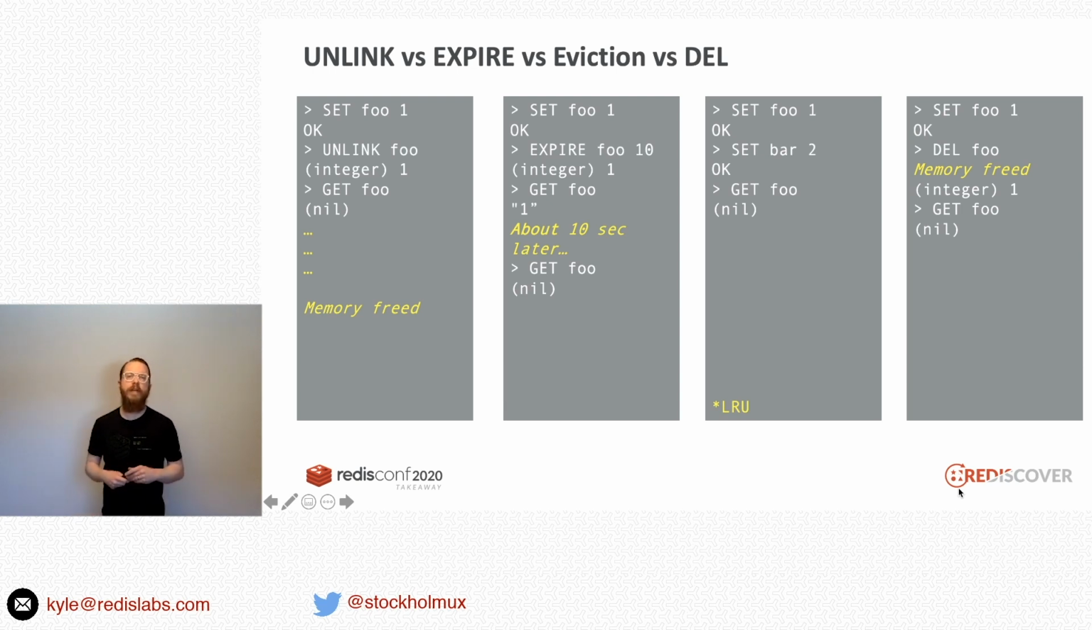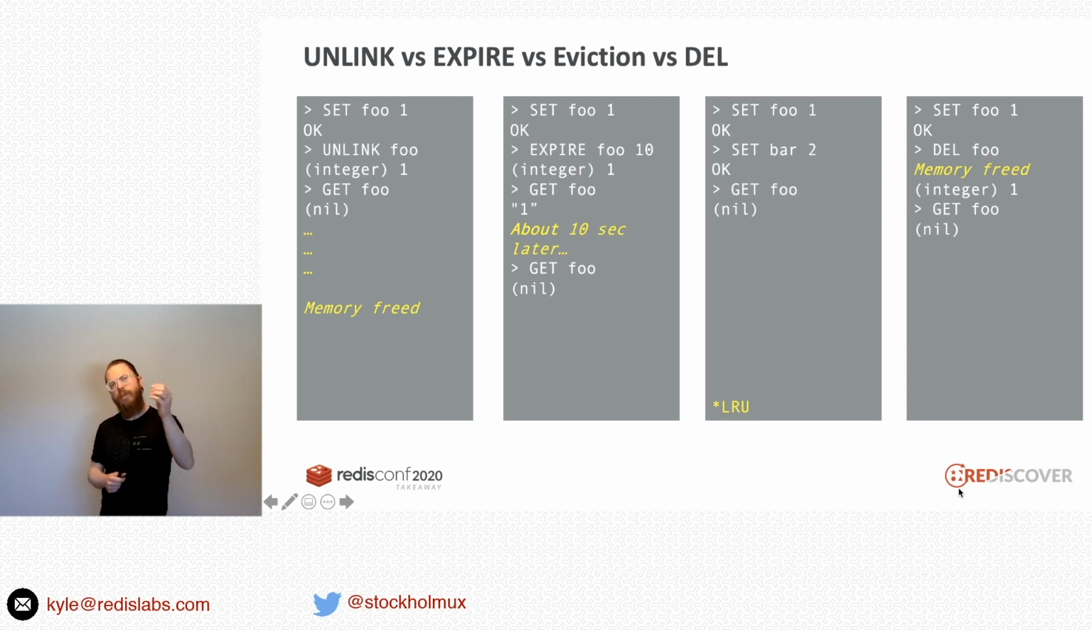Now moving to the next column, we're going to do the same thing. We're going to set foo to 1, and then we're going to set an expiry of 10 seconds on it. So expire foo 10. All right, it returns back 1, that's successful. And then we're going to try to get foo. Okay, it returns back the value that we expect. About 10 seconds later, we try to get the value again, and it will say it's not there. Okay, so this is expiry.